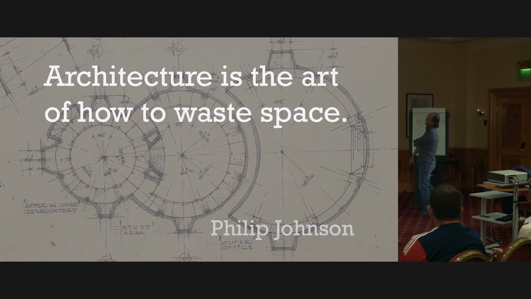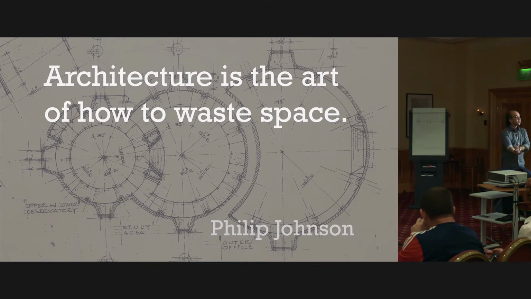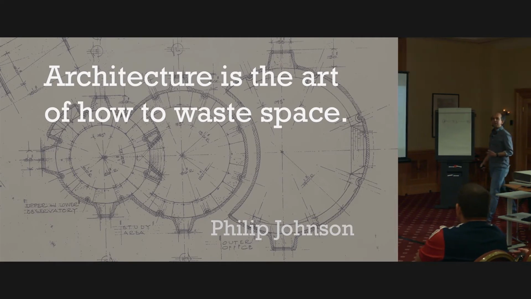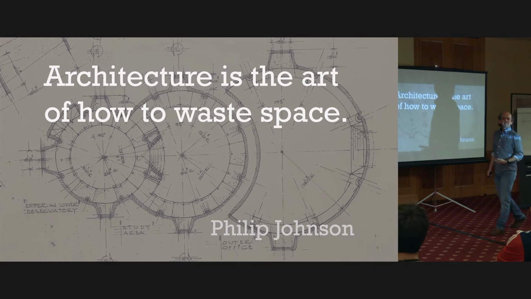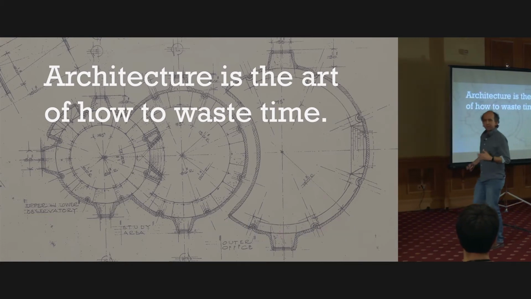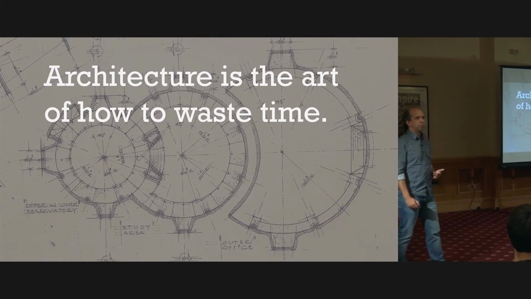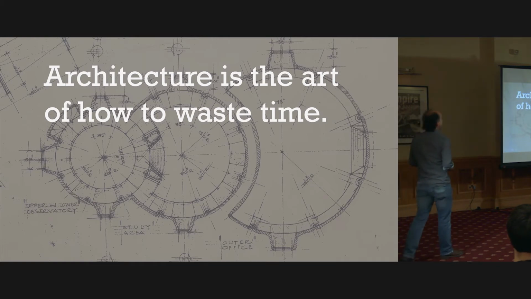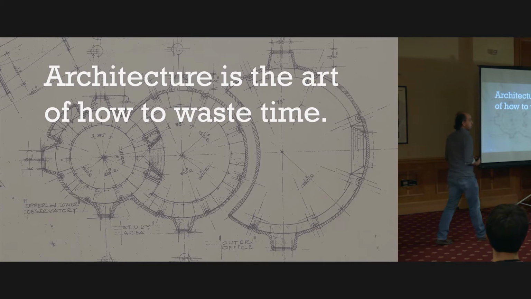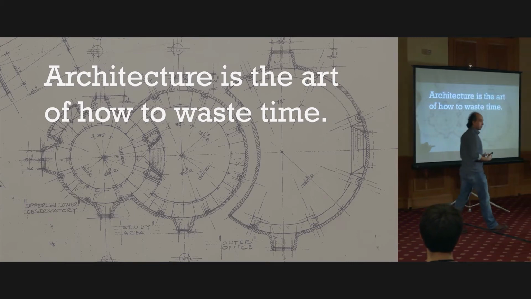When talking about building architecture, Philip Johnson said, "Architecture is the art of how to waste space." This is actually surprisingly applicable to a lot of software architecture, so feel free to use that. But given that this is a talk about time and concurrency, I'm going to say architecture is the art of how to waste time. And we do an awful lot of that, particularly in the development process, but also at runtime, without realizing that these are the consequences.